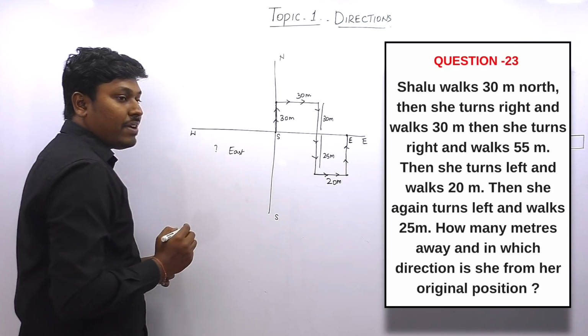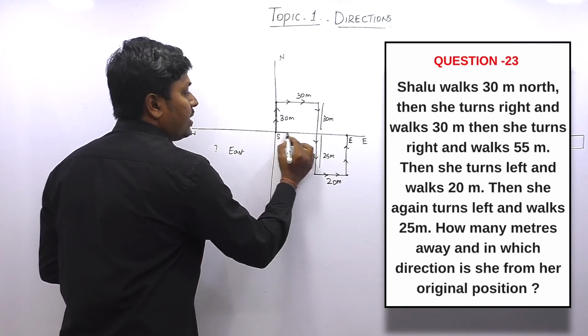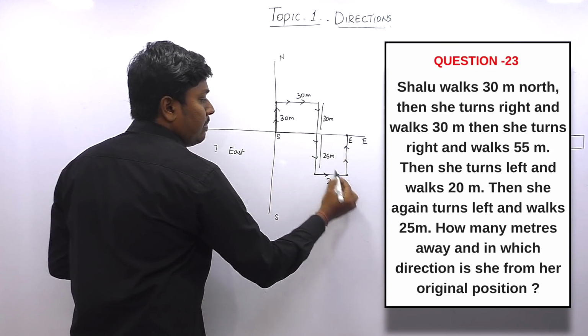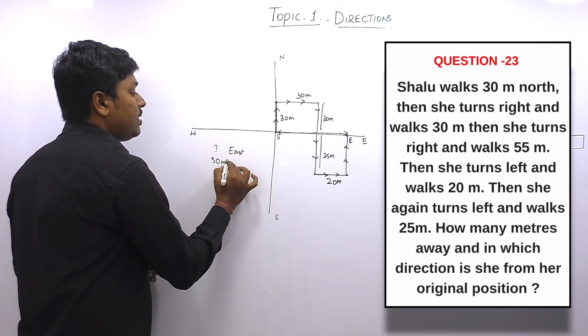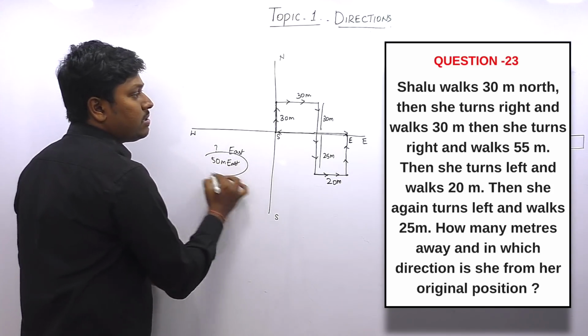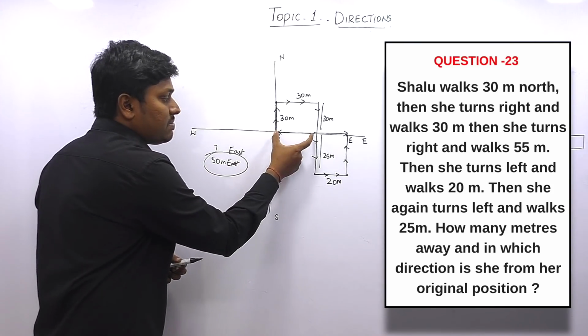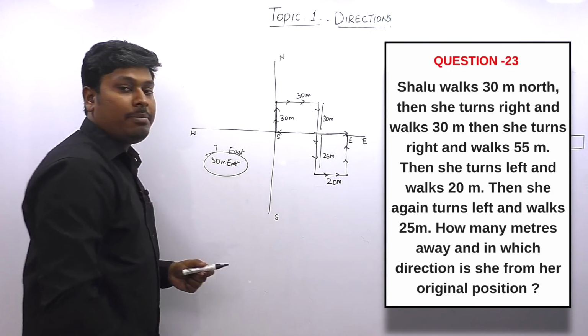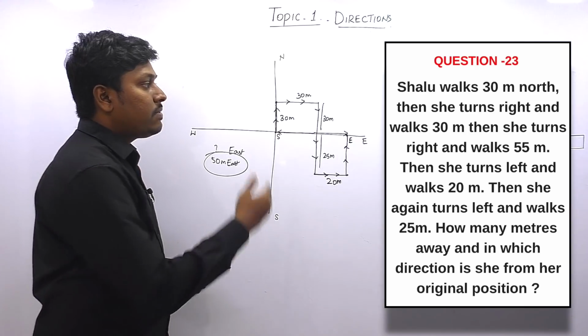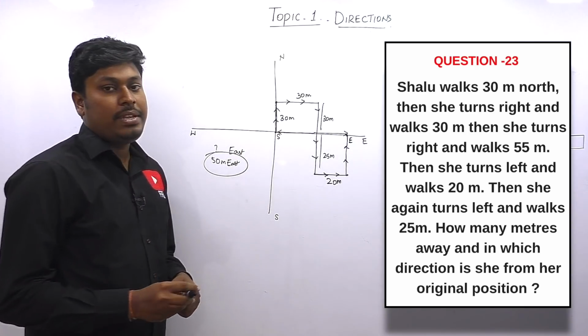And next our target is to find the distance. So from the starting point, this will be 30 meters and this will be 20 meters. So the total distance will be 50 meters. So 50 meters east will be the answer for question number 23. Got it? So this will be 30 and this will be 20. So between the starting and ending point, the total distance will be 50 meters. So finally the answer is 50 meters east.